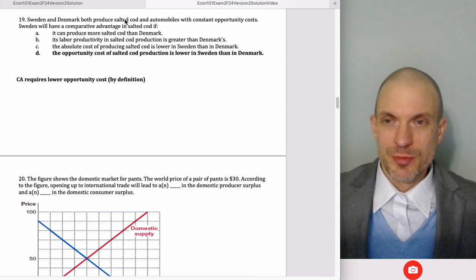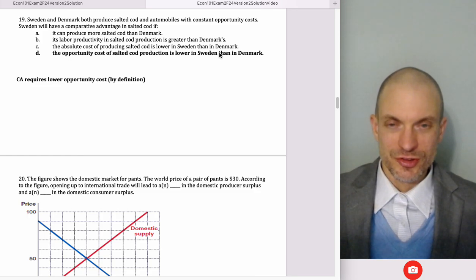Okay, Sweden and Denmark both produce salted cod and automobiles with constant opportunity cost. Sweden will have a comparative advantage in salted cod if the opportunity cost of salted cod production is lower in Sweden than in Denmark. Right? Comparative advantage requires lower opportunity cost. And that's just the definition.